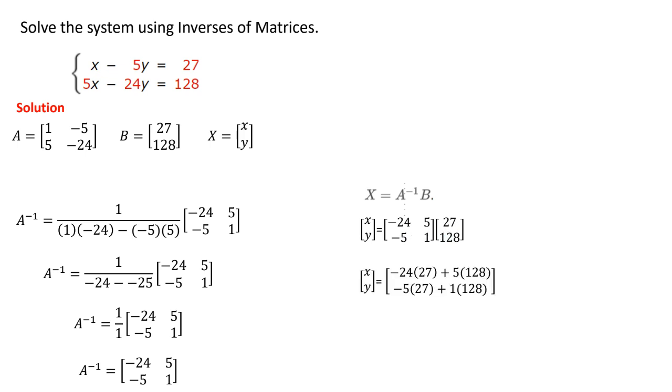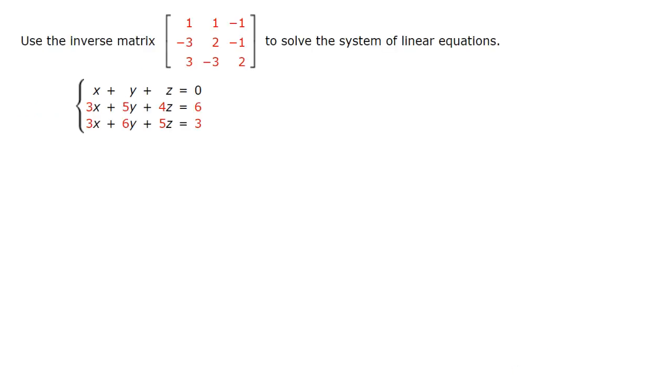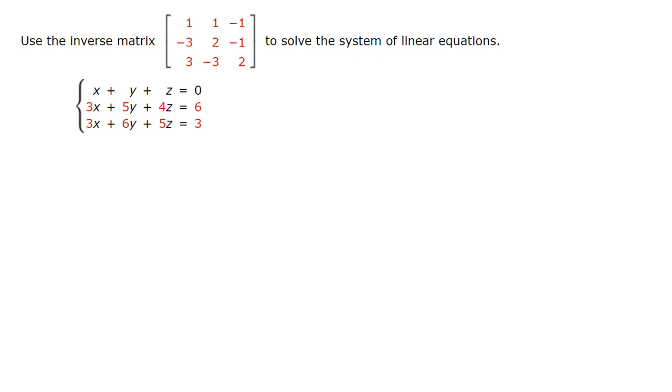We're going to need to multiply. We take negative 24 times 27 plus 5 times 128, and then negative 5 times 27 plus 1 times 128. If we multiply this out and simplify, negative 24 times 27 is negative 648, and 5 times 128 is 640. If we add them, we get negative 8, and negative 7. So my solution is x is negative 8 and y is negative 7. Okay, so that's using the inverse.